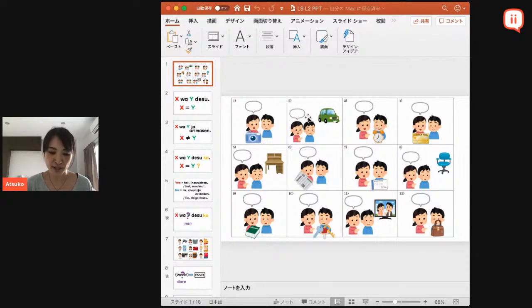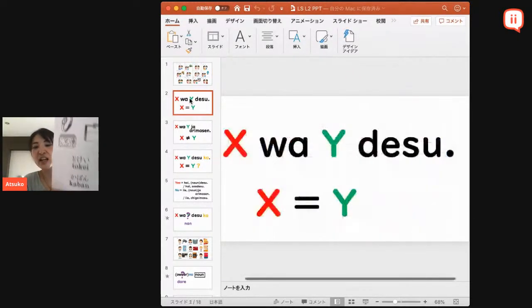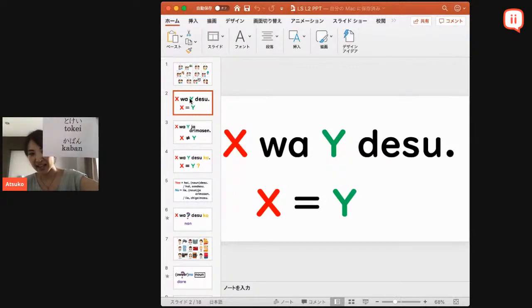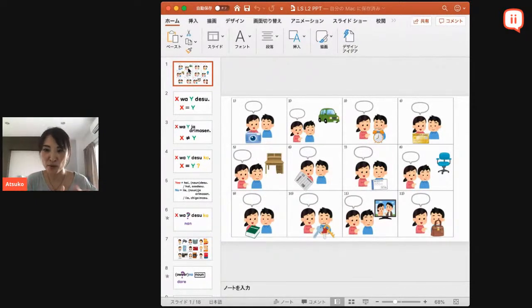Okay, look at number three. The clock is a boy's side. Your side, your side. それ. And in Japanese, clock is 時計. The sentence is それは時計です。Okay. Then look at number four. The card is my side. これ. Card is カード in Japanese. So can you make a sentence? これはカードです。Okay, how about number five?